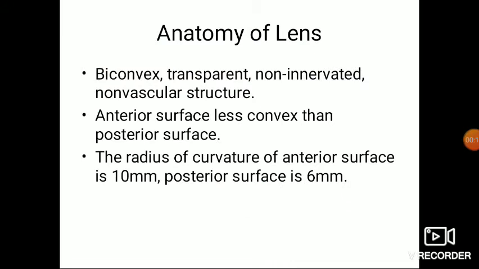Before going on to the cataract, we should learn the basics of the lens. That is, we'll start with the anatomy of the lens. The lens is a biconvex structure with a prolate shape and it's transparent. It doesn't have any nerve supply, and it's also a non-vascular structure.